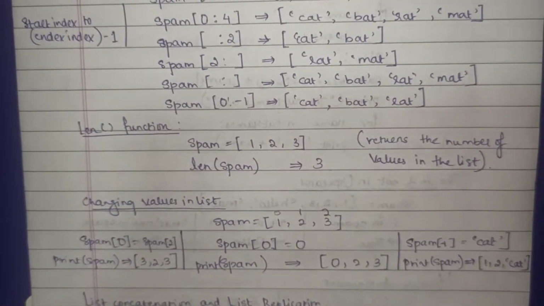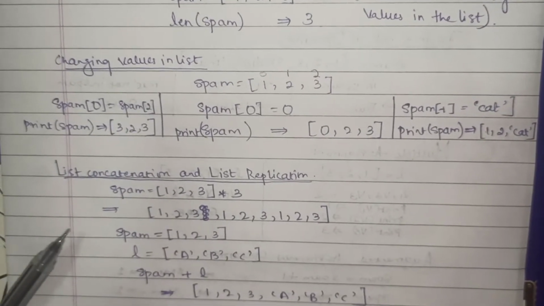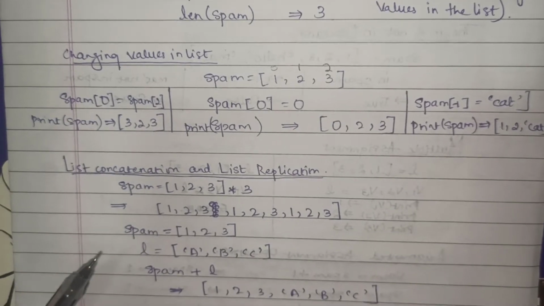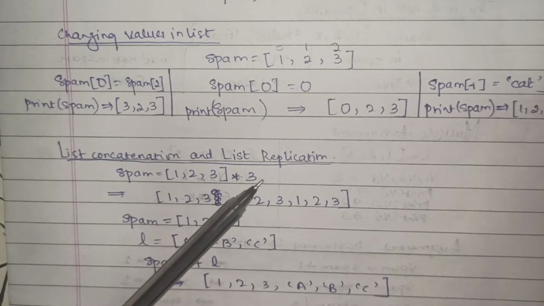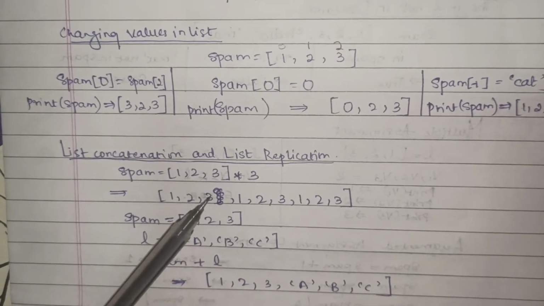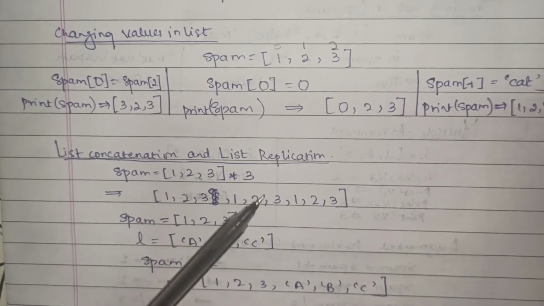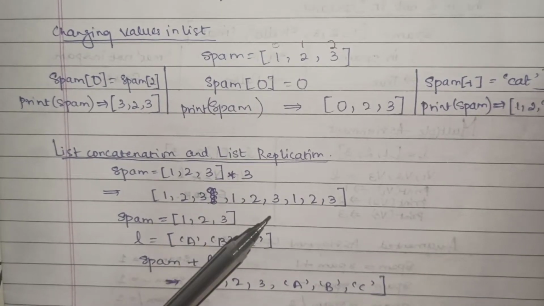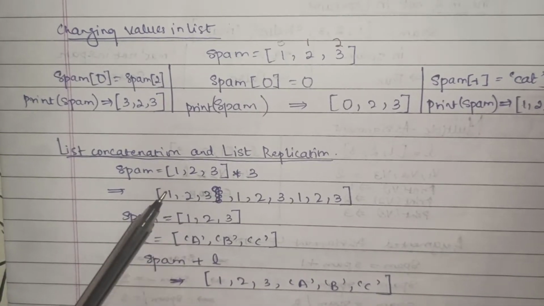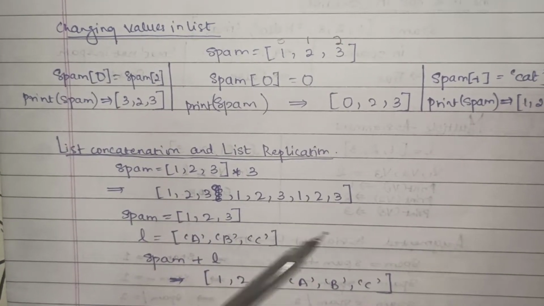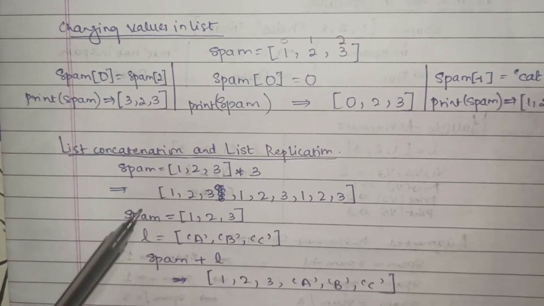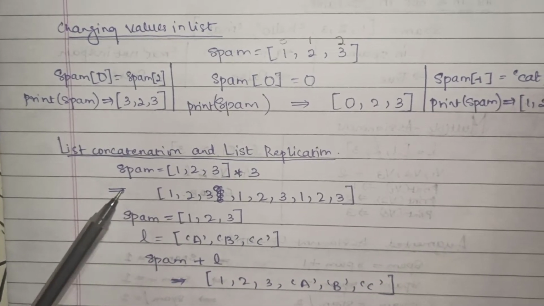Next you have list concatenation and list replication. What happens in replication is, you have a list and you multiply it 3 times. Whatever elements are present in the list will be repeated as many times as the number you have given. Here it is 3, so it will repeat 1, 2, 3, 1, 2, 3, 1, 2, 3. So it will be totally 3 times. So that is about the replication of a list.